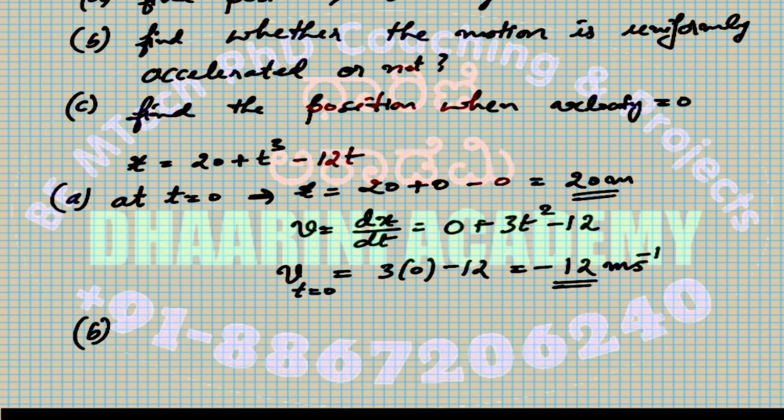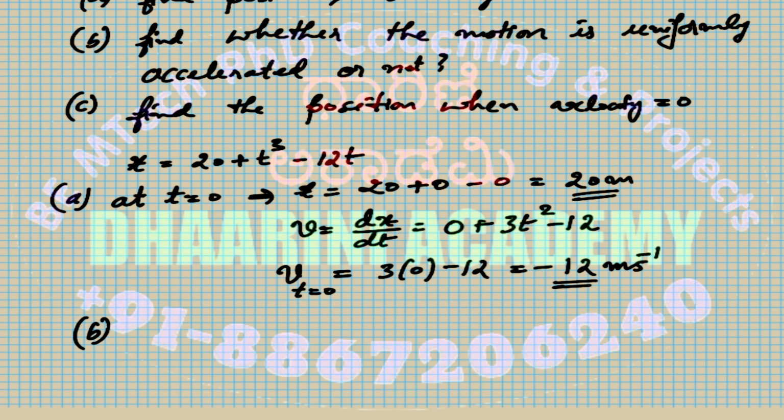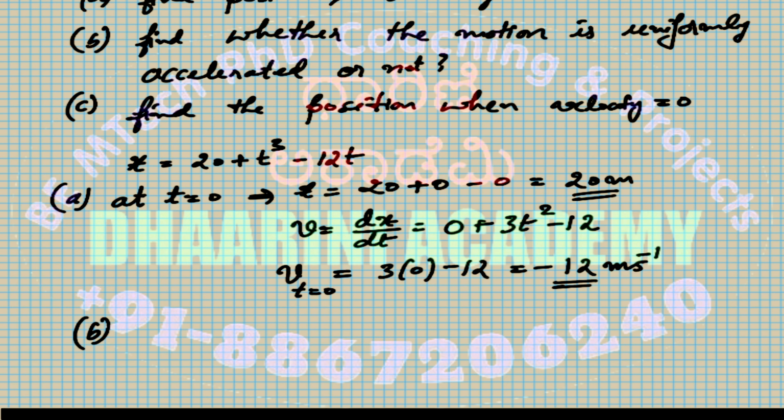So the part B answer starts like this. It asks whether this particular motion which we have defined here is uniformly accelerated or not. In the sense, is acceleration constant with time, or does acceleration vary with time? To identify that, I have to get the acceleration. a is equal to dv by dt.